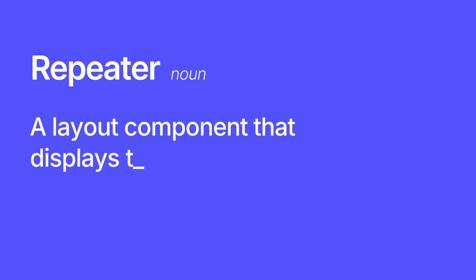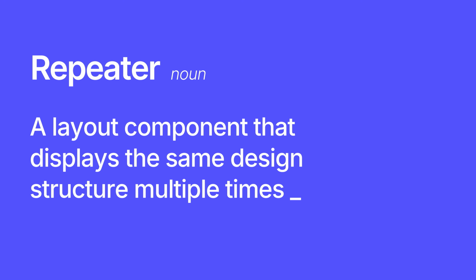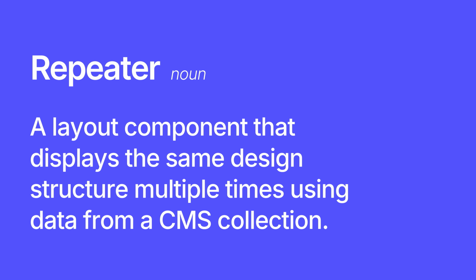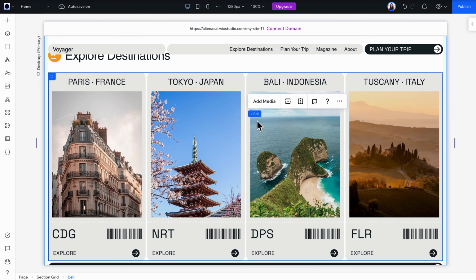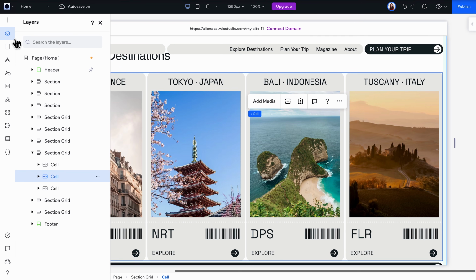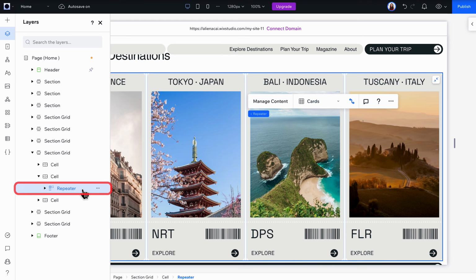A repeater is a layout component that displays the same design structure multiple times using data from a CMS collection. In this repeater, the Explore Destination card is the item being repeated, and the content inside each repeated card comes from the destination collections in the CMS. Let's select the repeater. To make sure you select the correct element, I highly recommend opening the Layers panel and selecting the repeater from here.